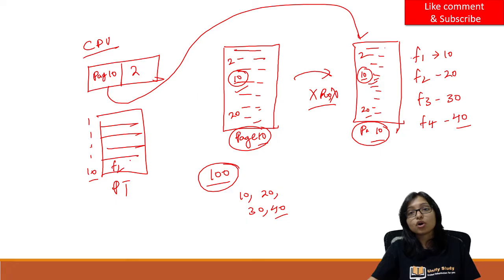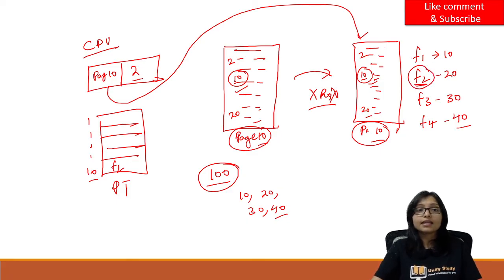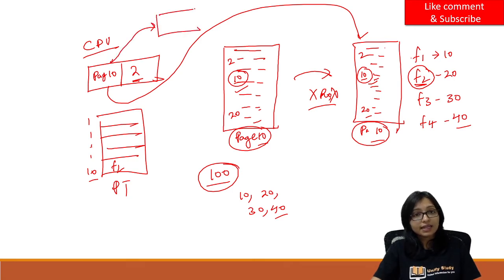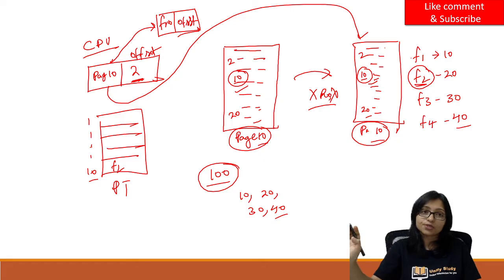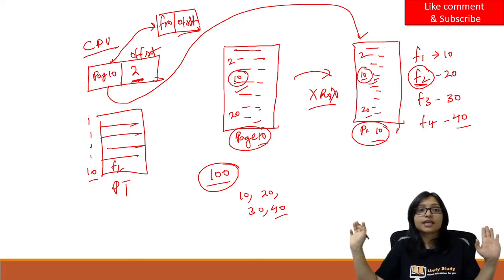So where will I go? I will go to frame number 2, and after that I need line number 2. Line number 2 will be the same thing. There is no change. So what is the ultimate change? According to this page number 10, I need that frame number, and this is actually the same. This is called the offset. The offset will be the same. There is no need to change any offset. The offset will be the same here.